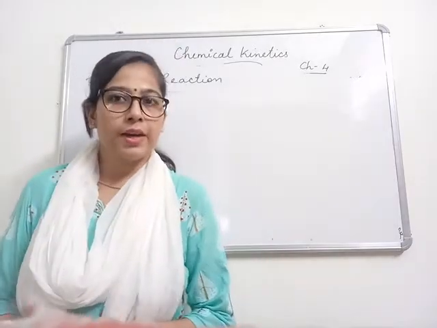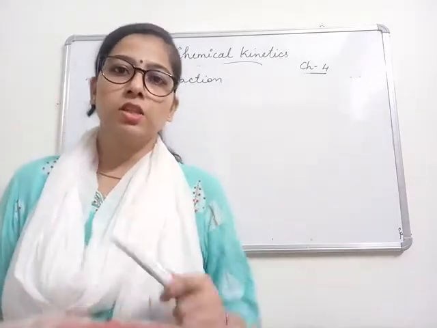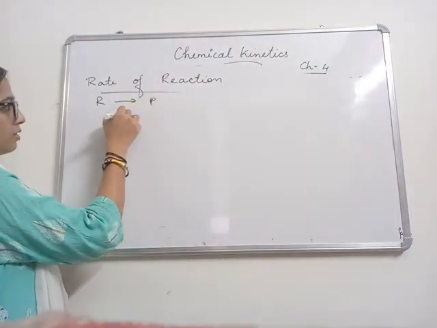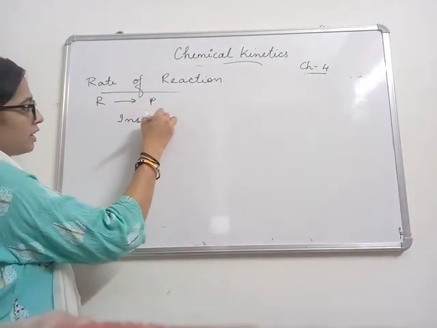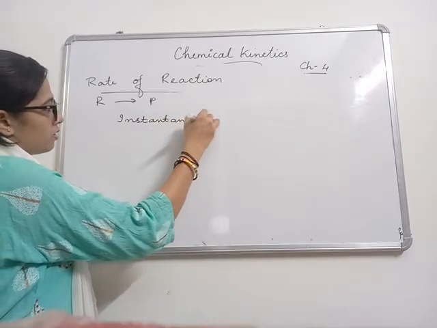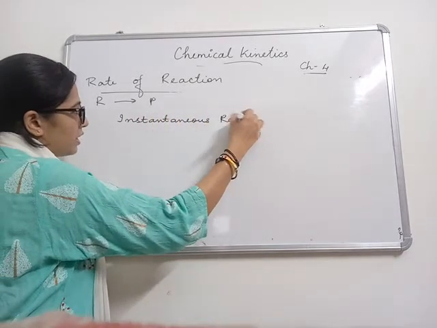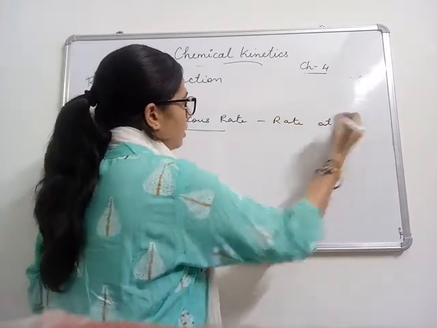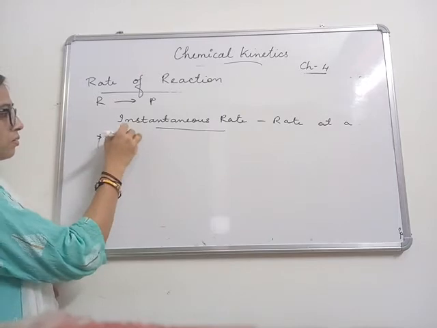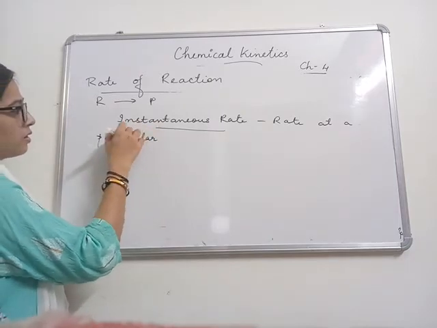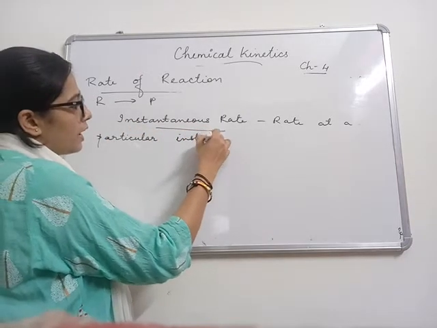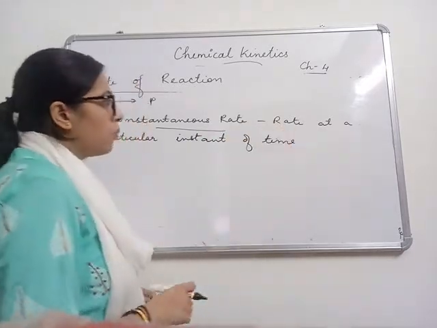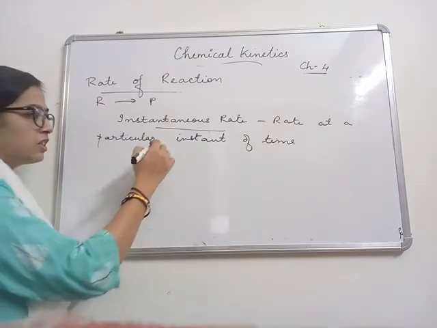Continuing the topic ahead with the rate of a reaction. Now the term that we are going to see is the second type of rate, called instantaneous rate. It's the rate at a particular instant of time. At a particular instant of time, what is the rate is called instantaneous rate.